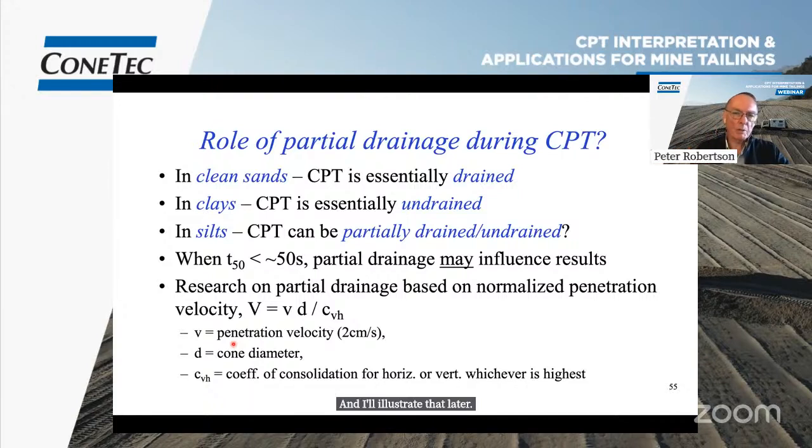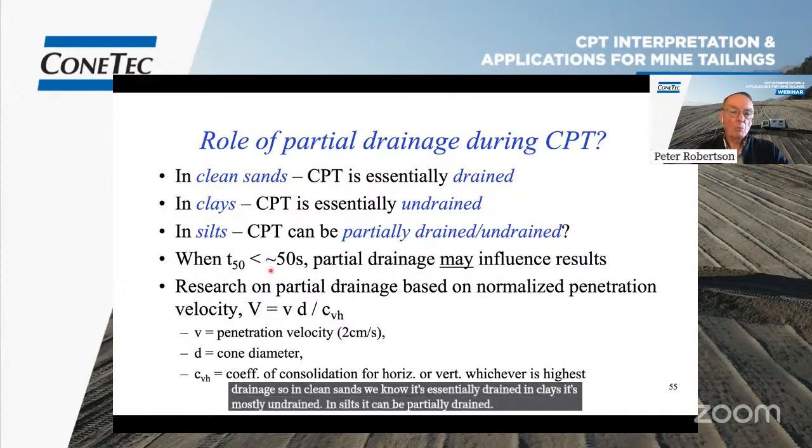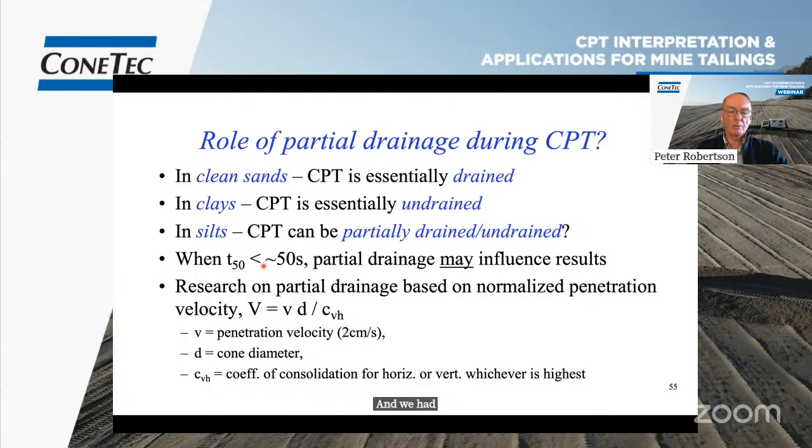So let's talk briefly about the role of partial drainage. So in clean sands, we know it's essentially drained. In clays, it's mostly undrained. In silts, it can be partially drained. And we had suggested, along with Jason De Jong and others, that when the time for 50% dissipation was less than about 50 seconds, then partial drainage may influence the results.